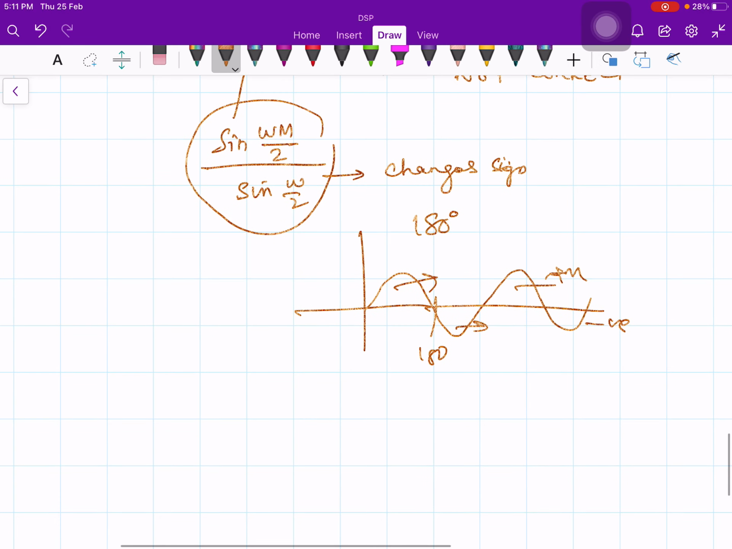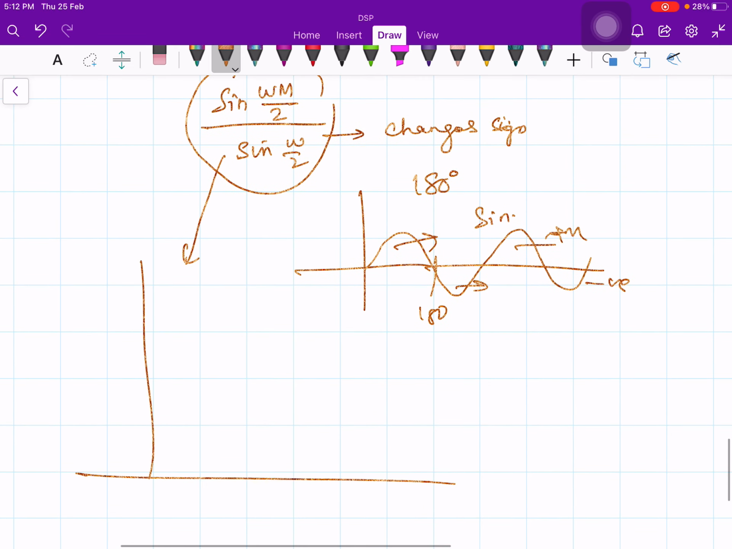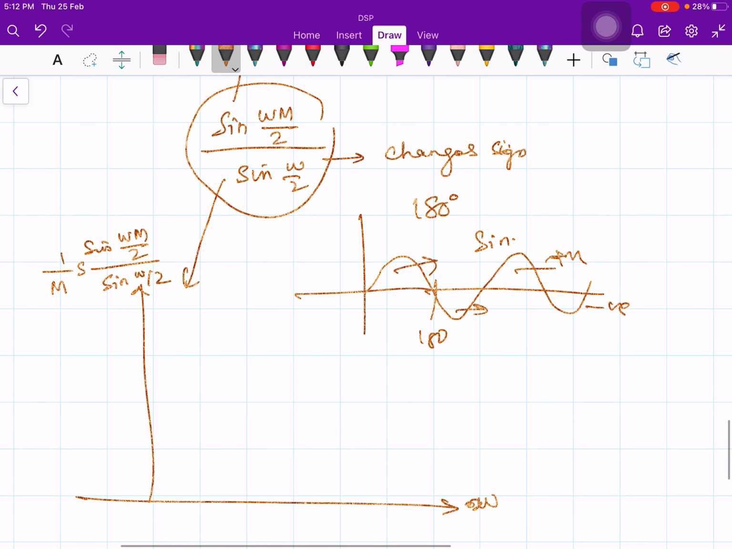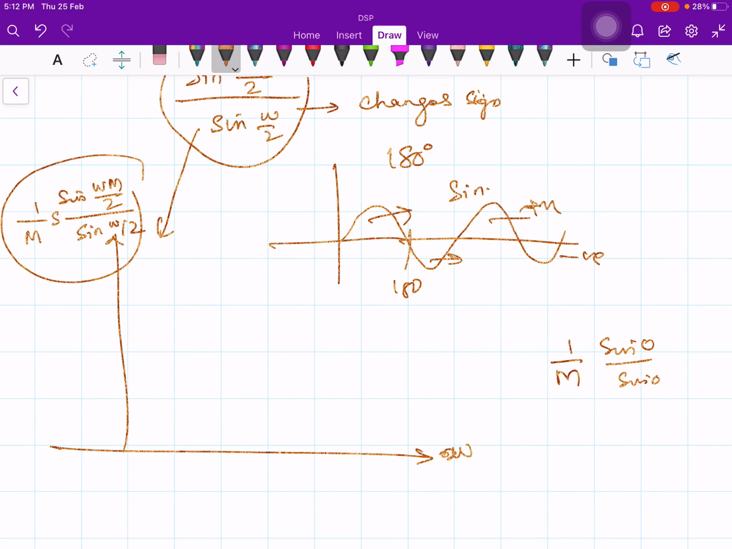For example, if I plot sine of omega M by 2 over sine of omega by 2, this is a sine function, by the way. If I plot this on the y-axis, let me take 1 over M, sine of omega capital M divided by 2 divided by sine of omega by 2. On the x-axis, let me take omega. So what do you think when omega is equal to 0? I substitute omega equal to 0. You will get 1 divided by M, sine 0 by sine 0. It is an indeterminate form. So you use L'Hospital's rule, right? So differentiate the numerator and differentiate the denominator independently.